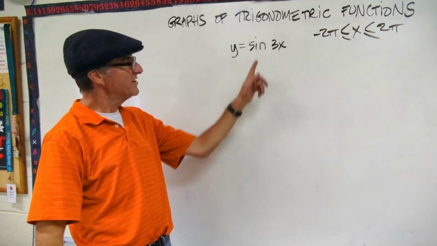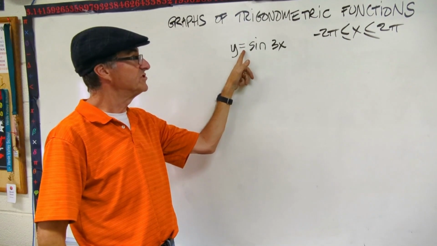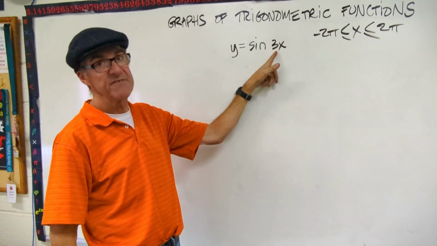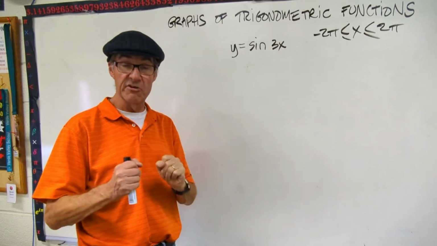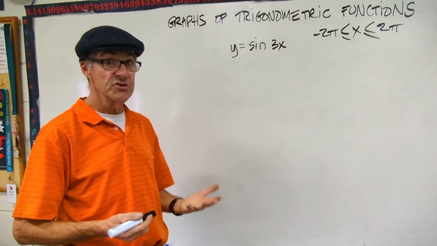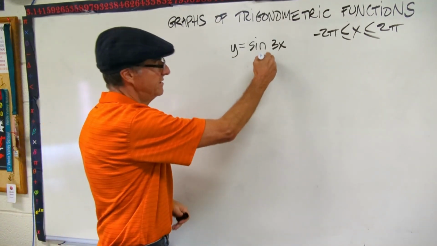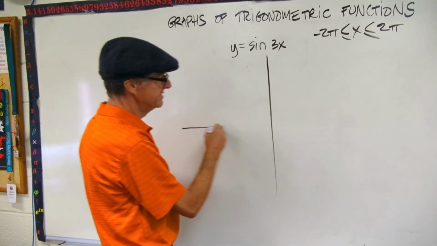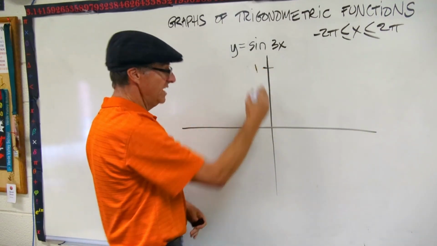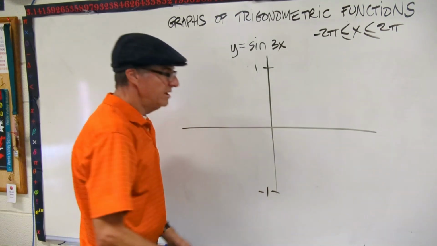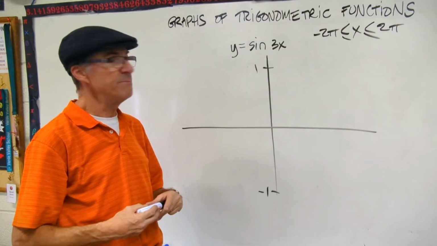All right, so now let's take a look at this one. Instead of the 3 being out here in what we know is the amplitude position, now it's inside the sine function. It's multiplying my x. So this is going to change the period of the function, and I'll show you how that works. So I'm going to go ahead and make my axes. My maximum on this one is going to be 1, and my minimum is -1. Now, before I scale my horizontal axis, I need to think about what my period is going to be.